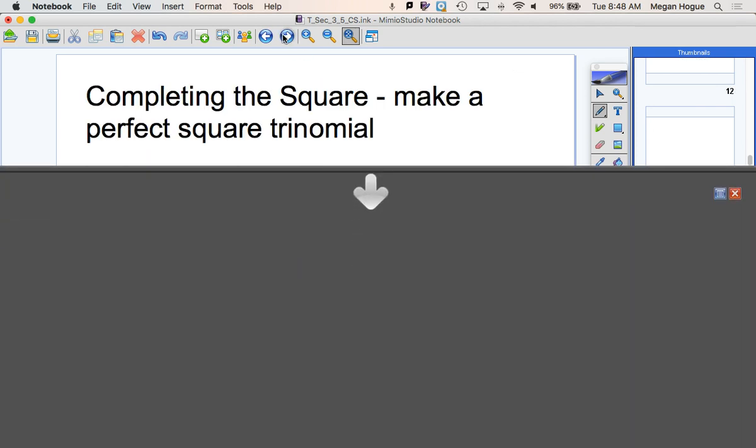So this is what's going to go on our yellow sheet. That's what I wanted to put on yesterday. On your yellow sheet, completing the square means you're going to make a perfect square trinomial.